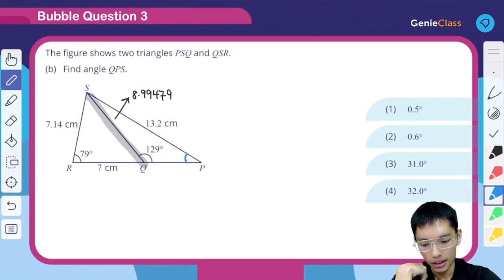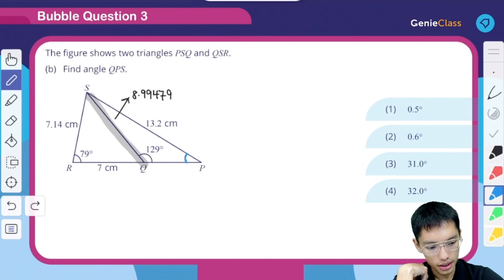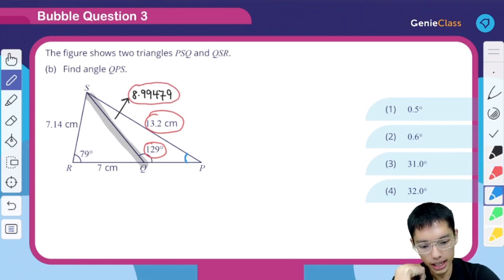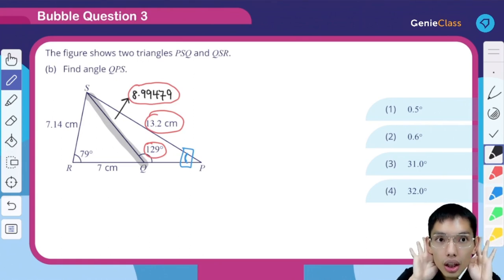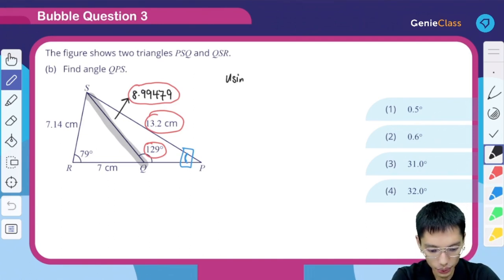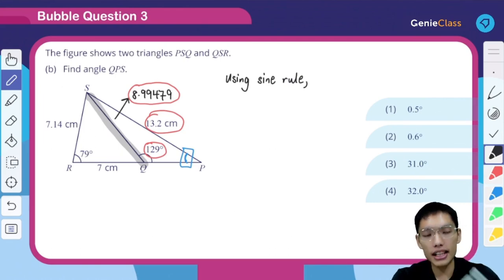Take note, these two are given to me in a triangle: 8.99479 and 13.2. Okay, I have another side given over here. I want to find the angle. So what can I do? Again, the situation here calls for sine rule. Okay, so that's where we write down, using sine rule. Depending on the situation, you have to see what it calls for. In this case, two sides are given. The side that's opposite the angle you want to find is given as well.